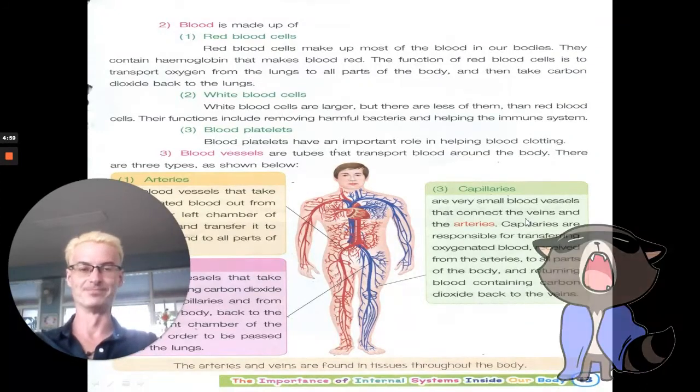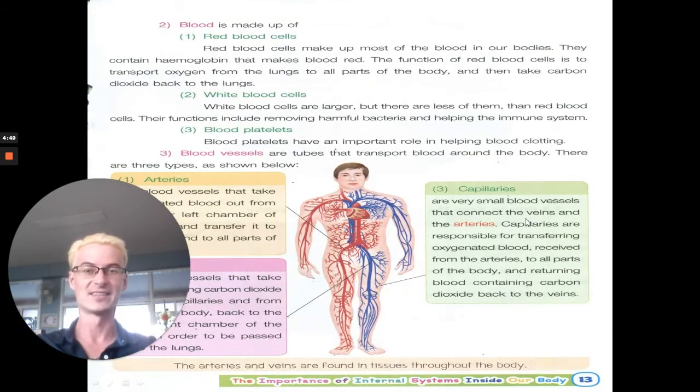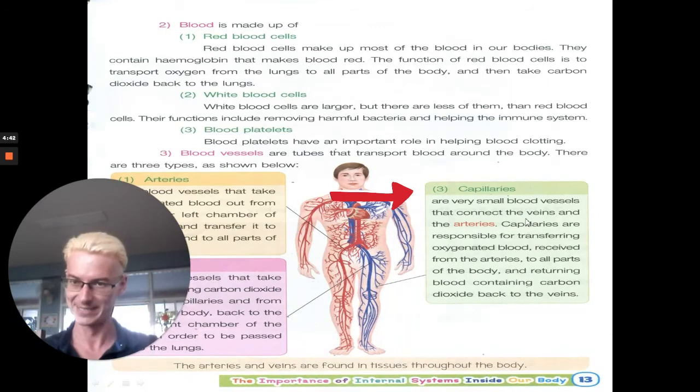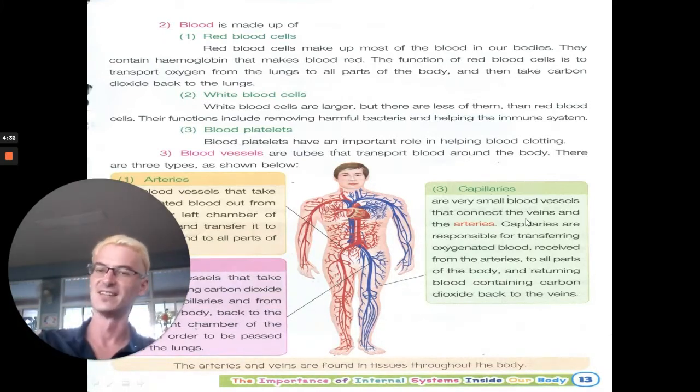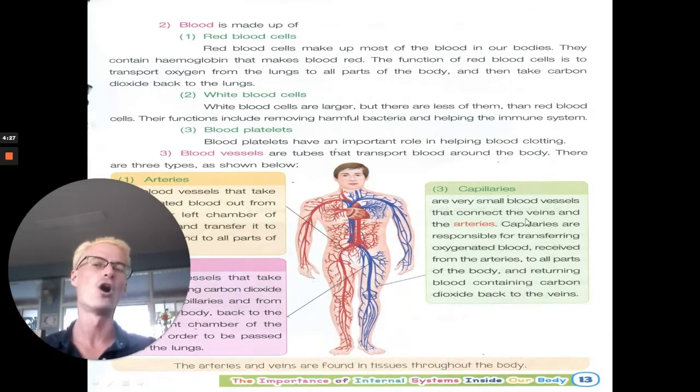Okay, so the next and the last type of our blood vessels is capillaries. What are capillaries? We have already arteries that transfer the oxygenated blood from our heart to all parts of our body, and we have veins that transfer the blood rich with carbon dioxide from all parts of our body back to our lungs. And here we have some weird capillaries. Why do we need them? Let's figure out.